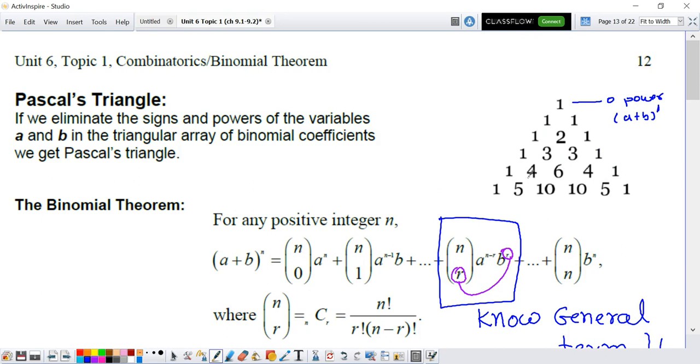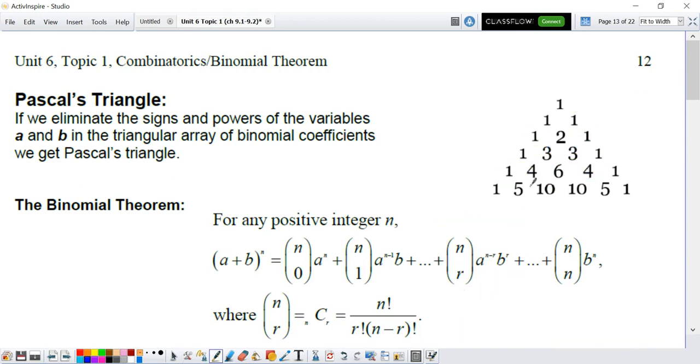And the progression of this Pascal's triangle is: 1 plus 1 is 2. 1 plus 2 is 3. 2 plus 1 is 3. 3 plus 1 is 4. You can see 4 plus 6 is 10. 6 plus 4 is 10. 4 plus 1 is 5. So you keep adding to make the next row.